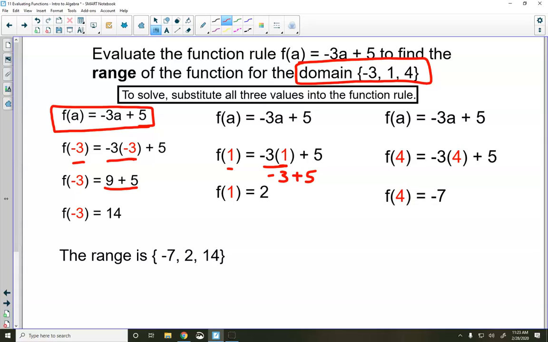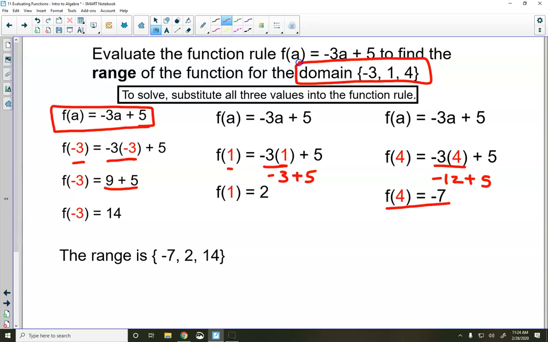The last part, we're going to substitute in 4 for a. So function of 4 is equal to negative 3 times 4 plus 5. Negative 3 times 4 is negative 12, and negative 12 plus 5 is negative 7. So the function of 4 is equal to negative 7.